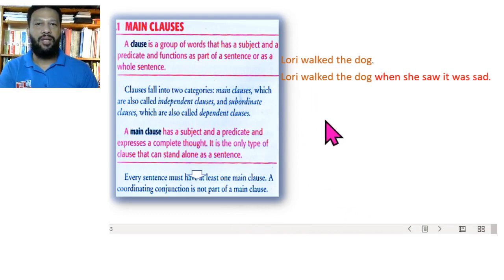First thing I would like you to do is look at the examples I'm providing. I have two sentences here on the right. First one is Laurie walked the dog. This is a complete sentence because it expresses a complete thought.